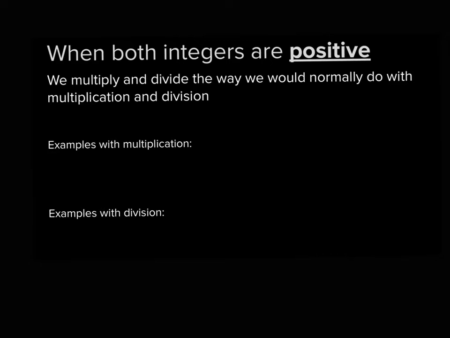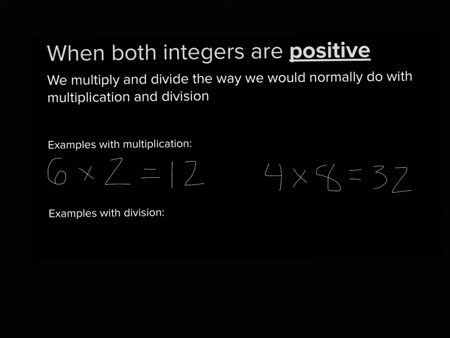When both integers are positive, we do what we are used to. So we multiply and divide the way we would normally do with multiplication and division. This is something we've been seeing in elementary school and we've been practicing when we were doing fractions and decimals. We just multiply. So for example, we've got 6 times 2. Well, if they're both positive, we can just multiply what we're used to. So that's going to be 12. And then another example would be 4 times 8, and that's just 32. So pretty easy so far, we're just multiplying.